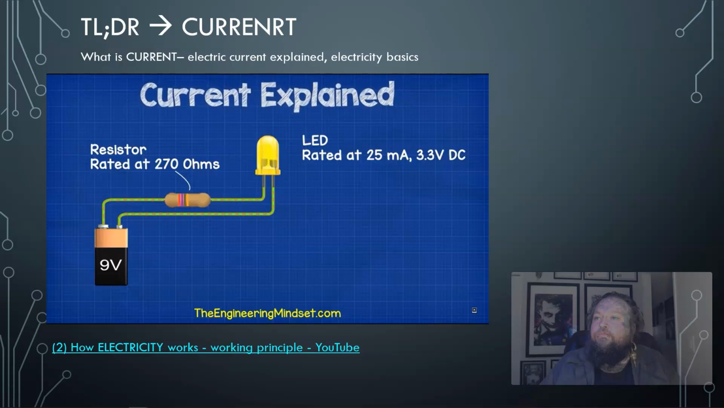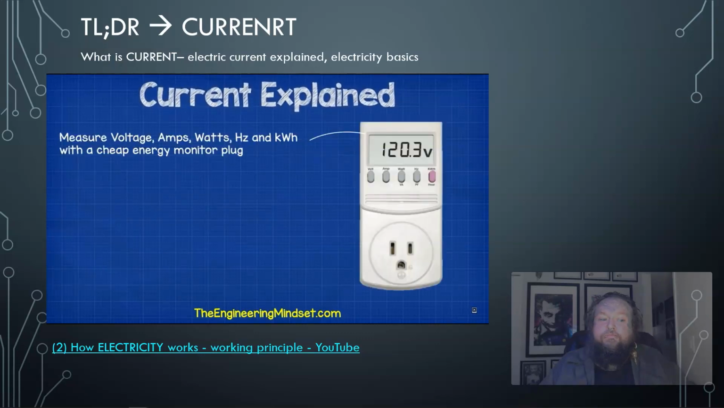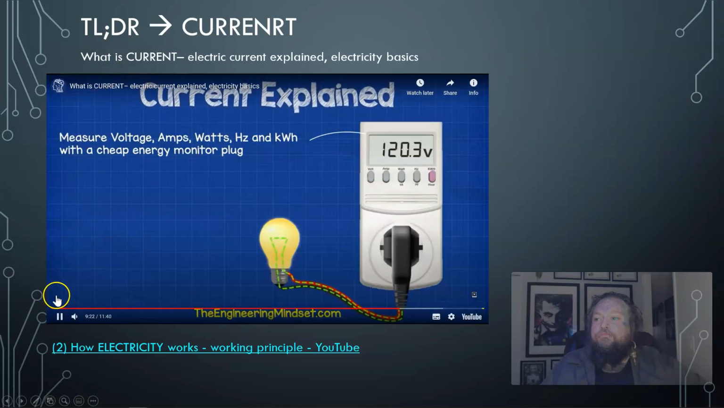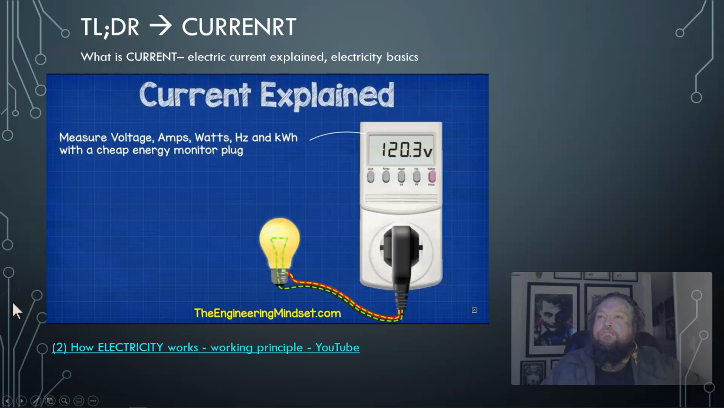If you want to see how much current is flowing through your electrical devices at home, then you can use one of these cheap energy meters. You simply plug your appliances into it and it'll measure the voltage, amps, watts, power factor, etc. and you can then even calculate how much it costs to use the appliance.